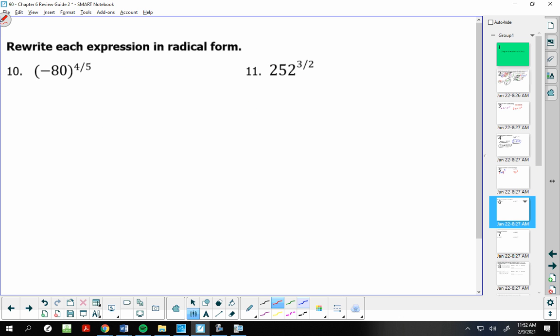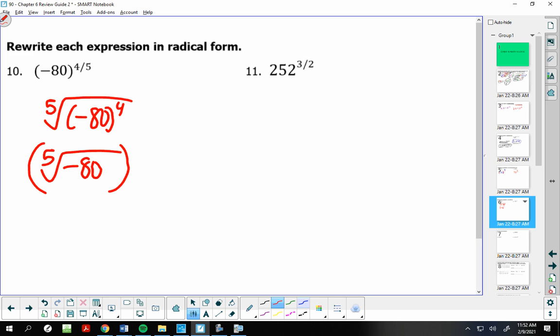Now we're just rewriting in radical form. So again, power over root. So this is the 5th root of negative 80 raised to the 4th power. If you want, you could write it like this. It's up to you. I don't care which way you write it.